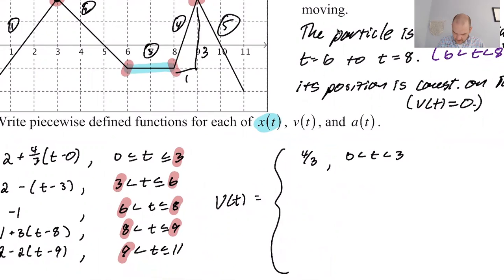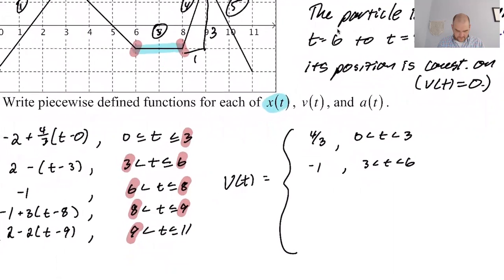Then the slope becomes -1, and that's valid between 3 and 6. Not differentiable at 6, don't include it. When you have a horizontal line, the slope is 0, so it makes sense that we're going to say 0 here between 6 and 8. And then the next one is going to be 3, and that's between 8 and 9. And then the next one is going to be -2 between 9 and 11.